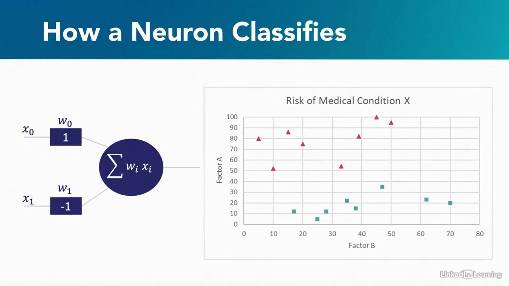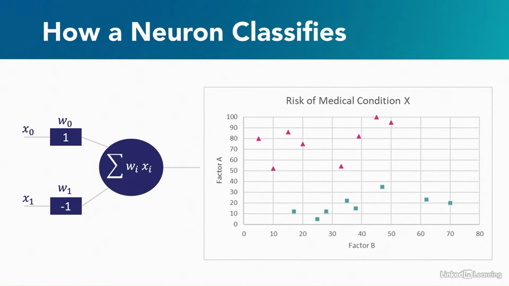Let's suppose we have a 2-input neuron and we feed data with 2 features into it. These features are shown in the plot at the right, which shows the risk of getting some medical condition X based on 2 factors, A and B, as the horizontal and vertical axis. Each point represents a person, and its shape represents that person's risk of getting that medical condition. Triangles are at risk, while squares are not at risk. Let's say these points come from a number of observations in a research study.